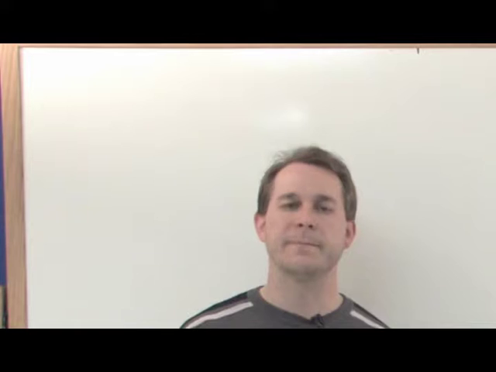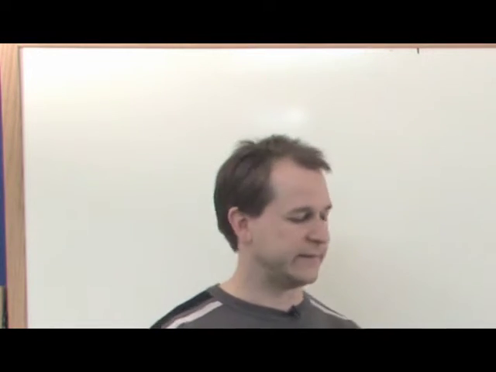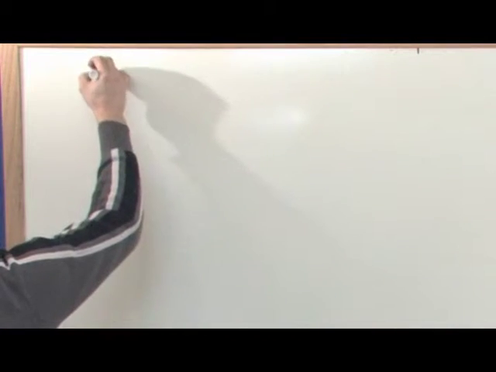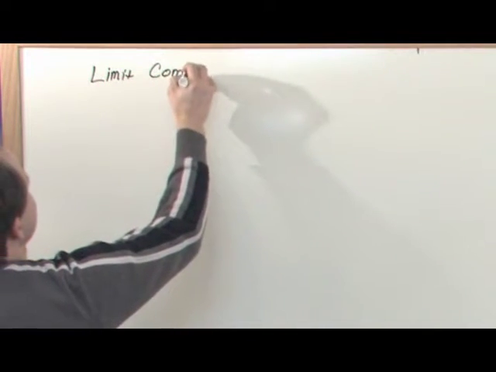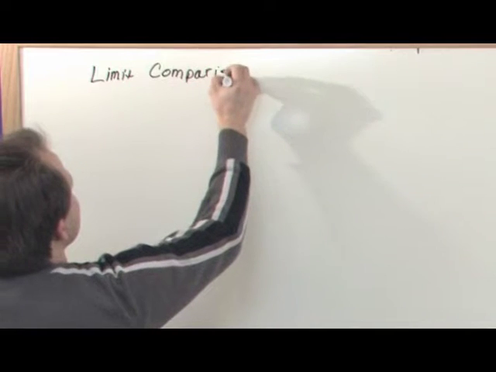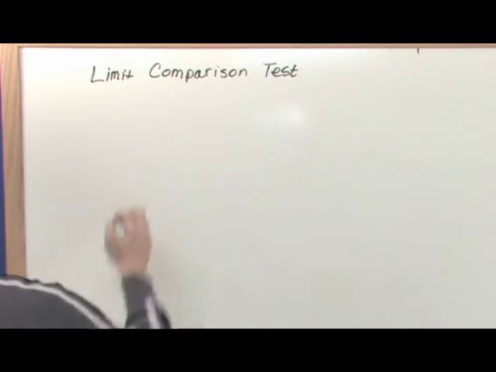So it is also a comparison test, but it's a different theorem that you can sometimes apply, and it ends up looking at taking the limit of the ratio of the a sub n terms and the b sub n terms. We have the limit comparison test, the limit comparison test.